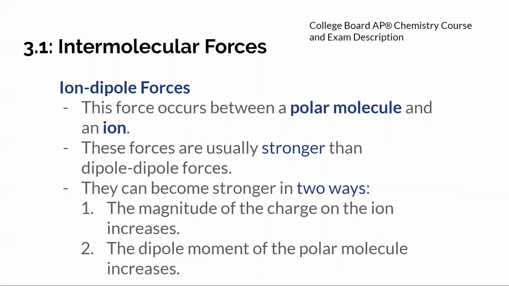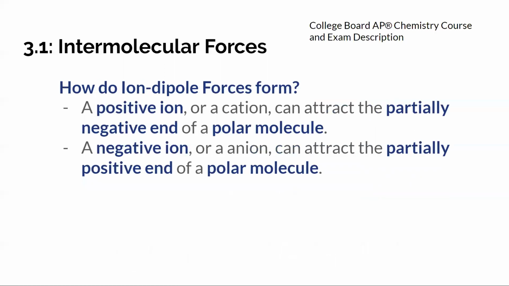The dipole moment of the polar molecule increases. So either of these, they both can occur, or maybe only one occurs, but it'll still become stronger. So how do they form? A positive ion, also called a cation, can attract the partially negative end of the polar molecule. And then a negative ion, or an anion, this is the second way, can attract the partially positive end of the polar molecule. So negative, positive, positive, negative.